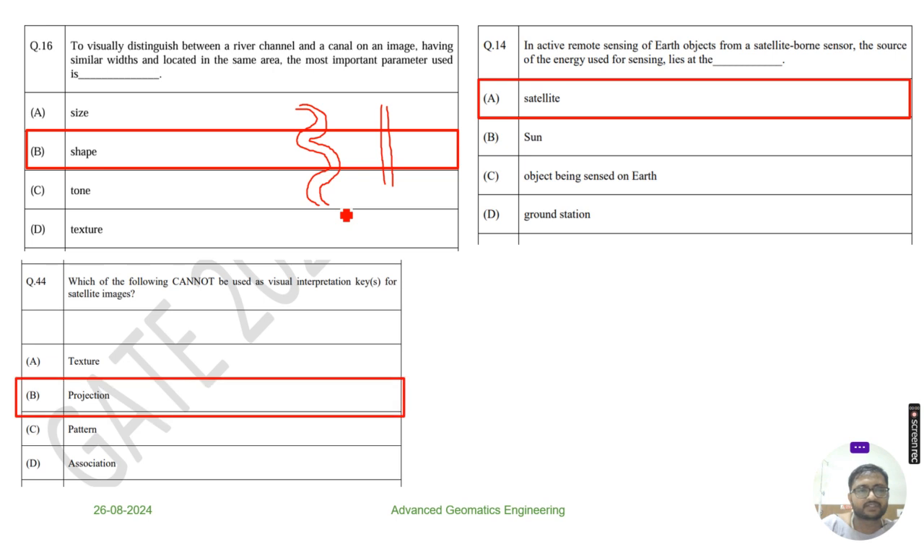Now the next one is which of the following cannot be used as a visual interpretation key for satellite images. Which parameter can we not use for image interpretation? You know texture, you know pattern, you know association. But have you heard about projection? Projection means how you convert your three-dimensional map into a two-dimensional map. There are coordinate systems and projections, but that is not useful right now because it will not tell anything.